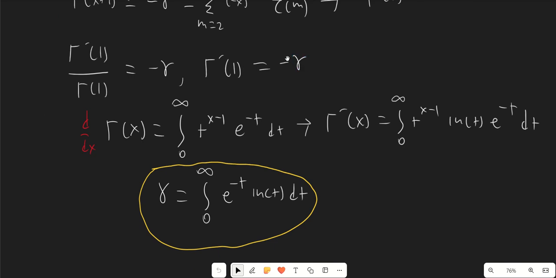Now let's calculate gamma prime of 1. We take the gamma function, the integral from 0 to infinity of t to the x minus 1 e to the negative t dt, which tells us that gamma prime of x equals the integral from 0 to infinity of t to the x minus 1 natural log of t e to the negative t dt. Now plugging in x equals 1 gives us this integral representation: gamma equals the integral from 0 to infinity of e to the negative t natural log of t. Actually, I forgot a negative sign, because this is actually negative gamma, so I'm going to add in a negative sign in front.